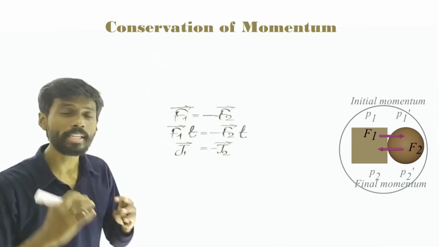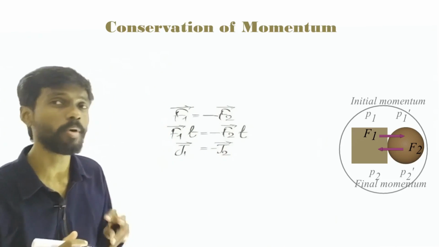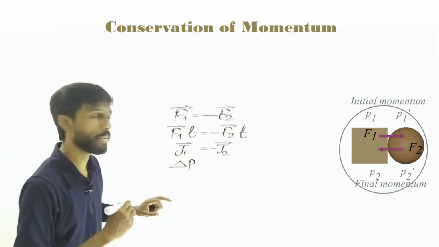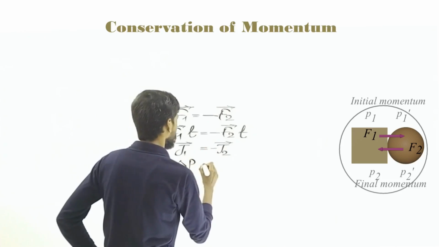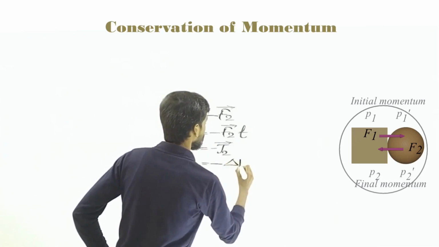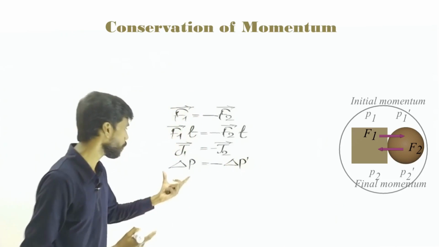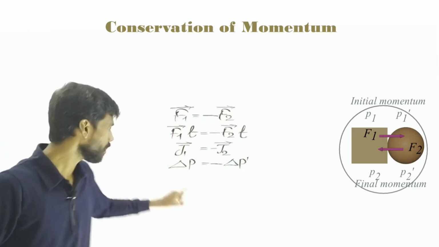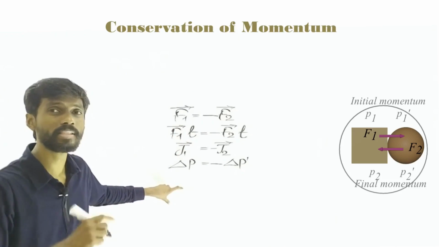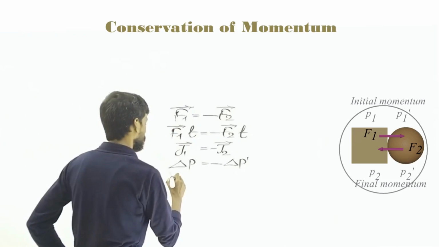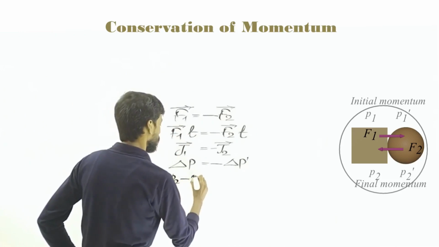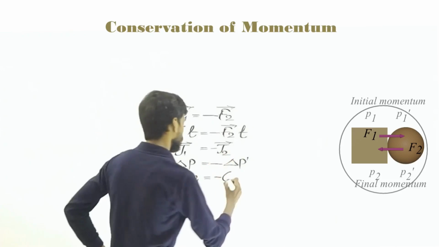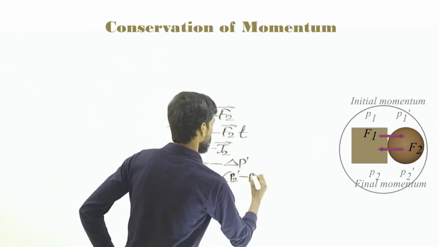But what is meant by impulse? That is the change in momentum. So the delta P, the change in momentum of the first object, equals minus delta P dash for the second object. The change in momentum of the first object and the change in momentum of the second object are related, okay? But what is change in momentum? The final momentum minus the initial momentum. Here the final momentum is P2 and the initial momentum is P1, so that equals minus of, similarly for the other object, P2 dash minus P1 dash.